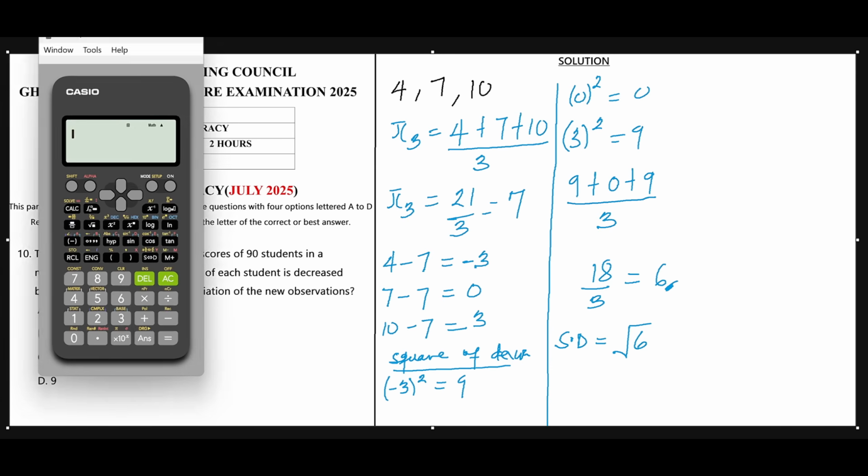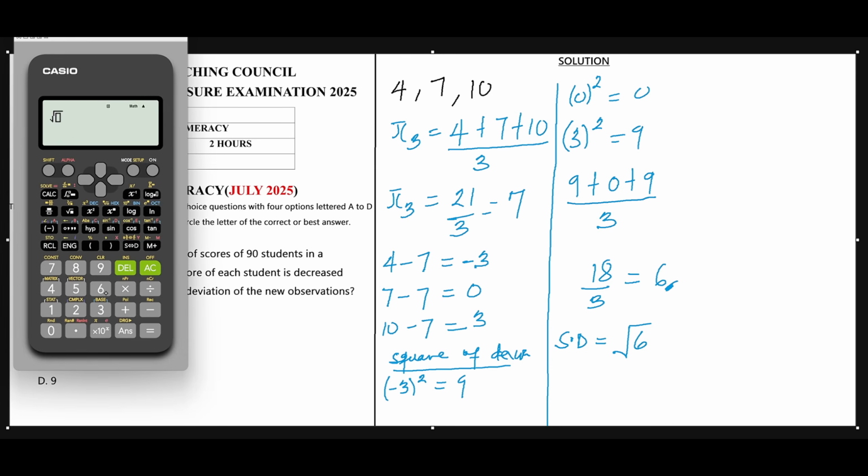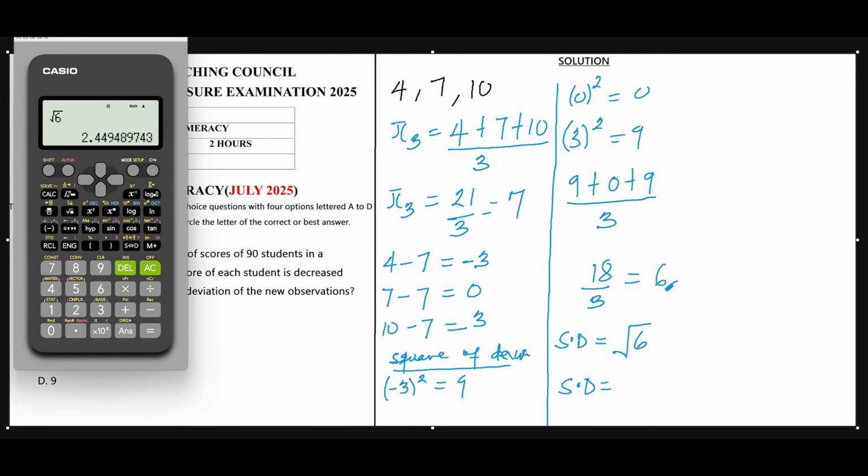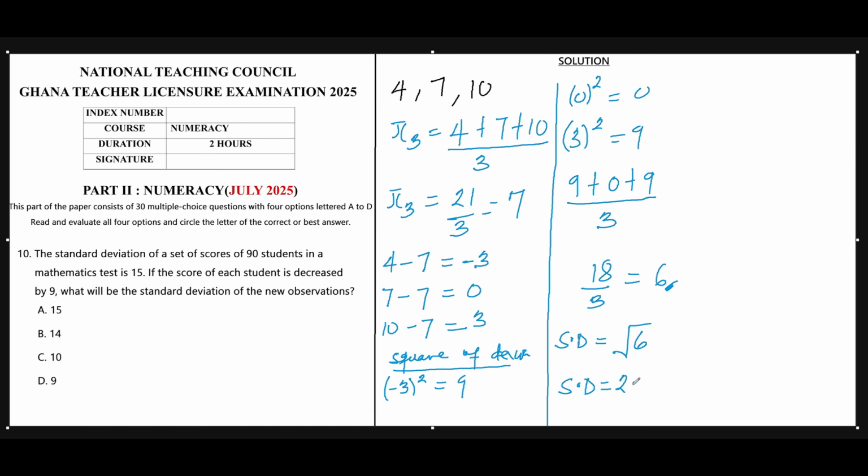So what is the square root of 6? To 2 decimal places, that would be 2.45. So let's take note of this particular answer. For the first case, we had the standard deviation as 2.45. We are also going to look at a second instance.